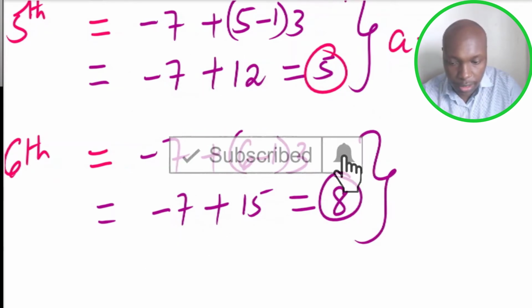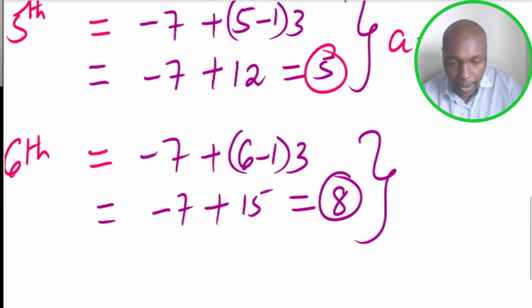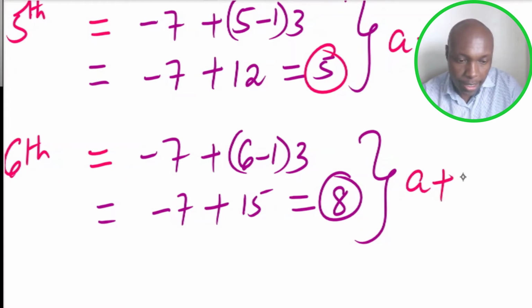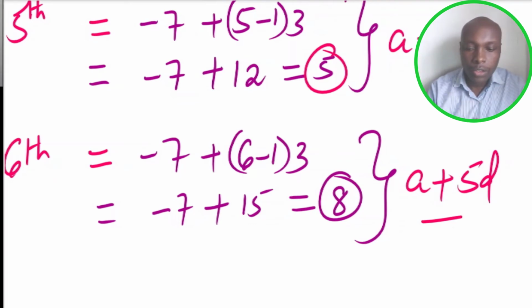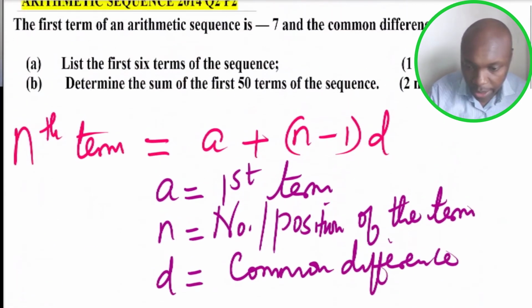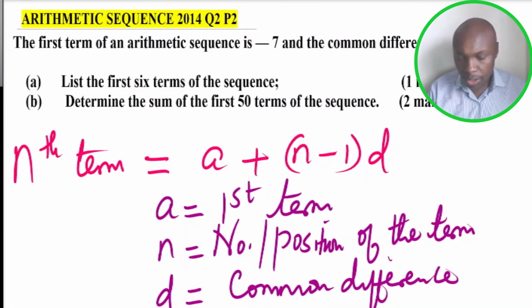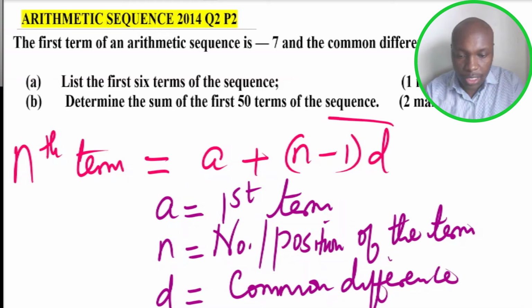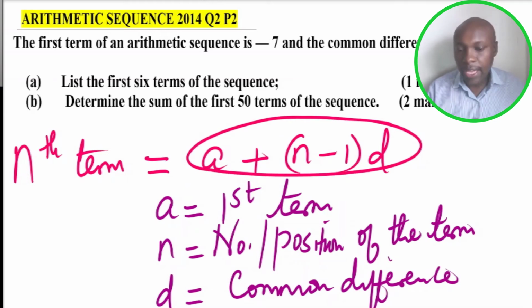So how do we get this? The sixth term is given by a plus 5d. So those are the first 6 terms of the arithmetic sequence. So what you need to know is how to use these, the nth term.